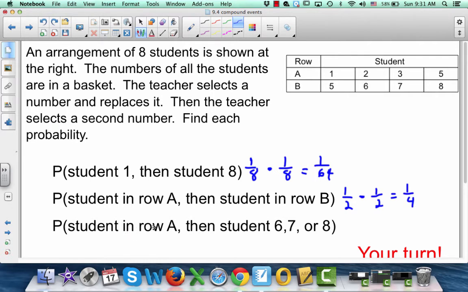And the probability of a student in row A is 1 out of 2. And then student 6, 7, or 8, well, that's 3 students out of 8, which gives us 3 out of 16. Did you get all 3 of those?